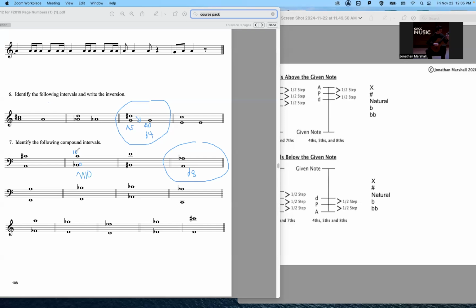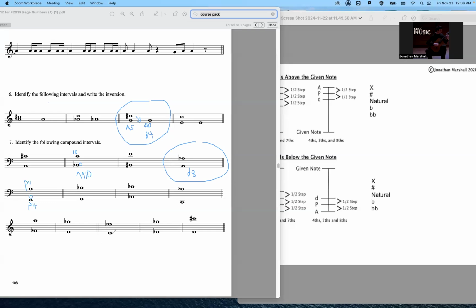Okay, let's do another one. E to A. That's an E, that's an A. Bring the A down, solve for that fourth. Natural to natural, E to A, that's a perfect fourth. So therefore, this would be a perfect 11. Okay, I'll do one more.